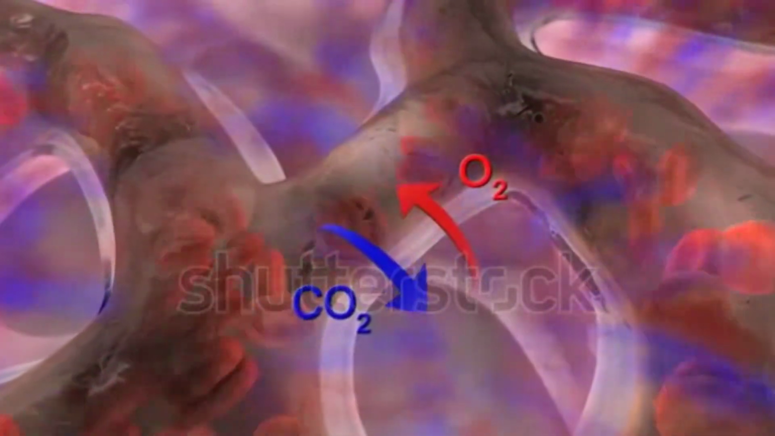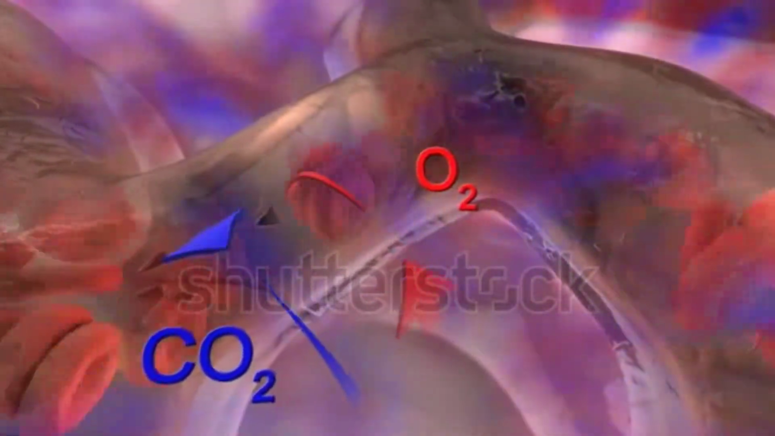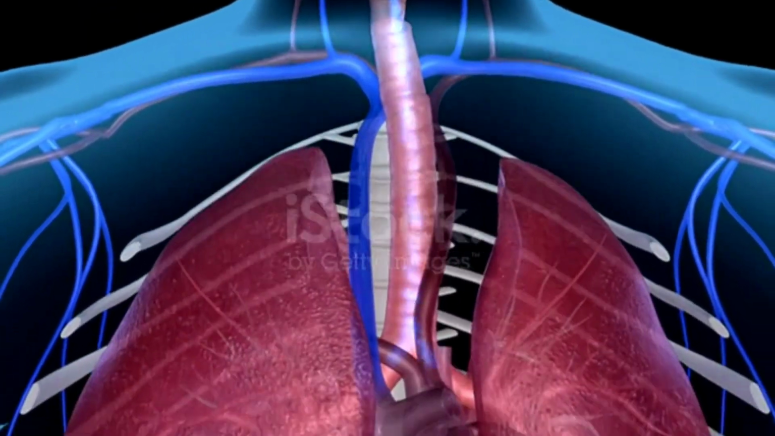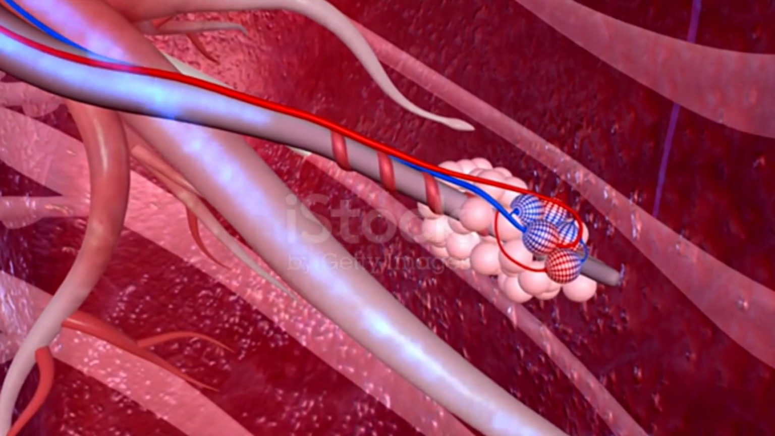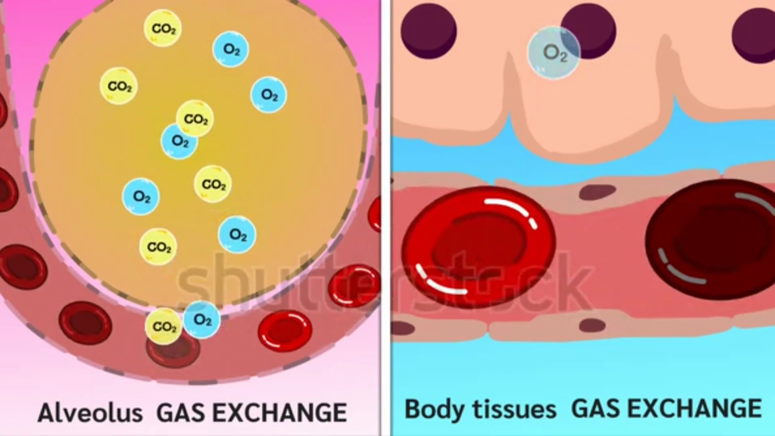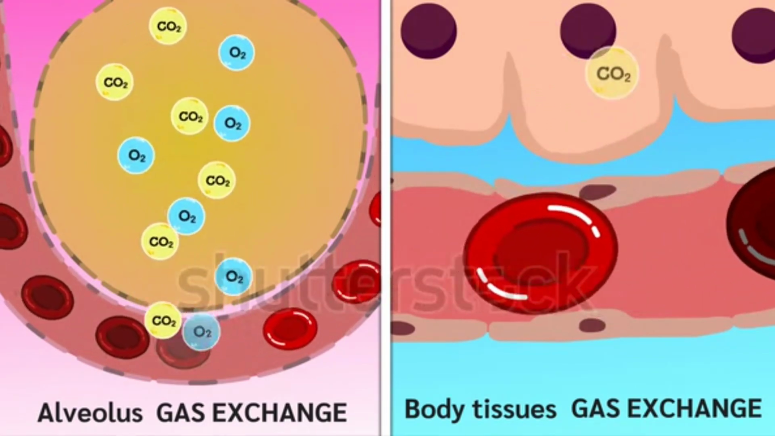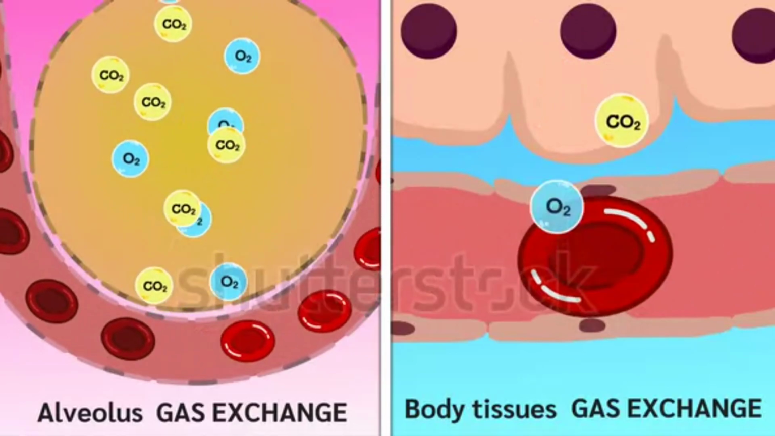Function of the lungs. The primary function of the lungs is to facilitate the exchange of gases between the air and the blood. During inhalation, air enters the lungs and moves through the airways until it reaches the alveoli. Oxygen diffuses from the air in the alveoli into the surrounding capillaries, where it binds to hemoglobin in red blood cells for transport to the rest of the body.